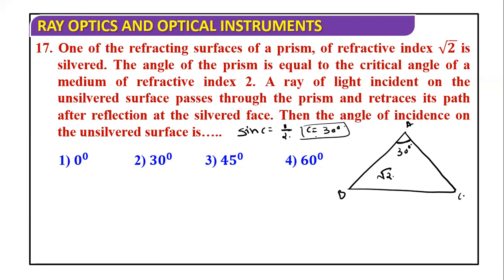Let's say this AC face is silvered. The light ray is incident, making some angle I. It is refracted and it has to incident normally on face AC to retrace its own path. So this angle is 90 degree. In this situation, the angle of refraction would be 30 degree.